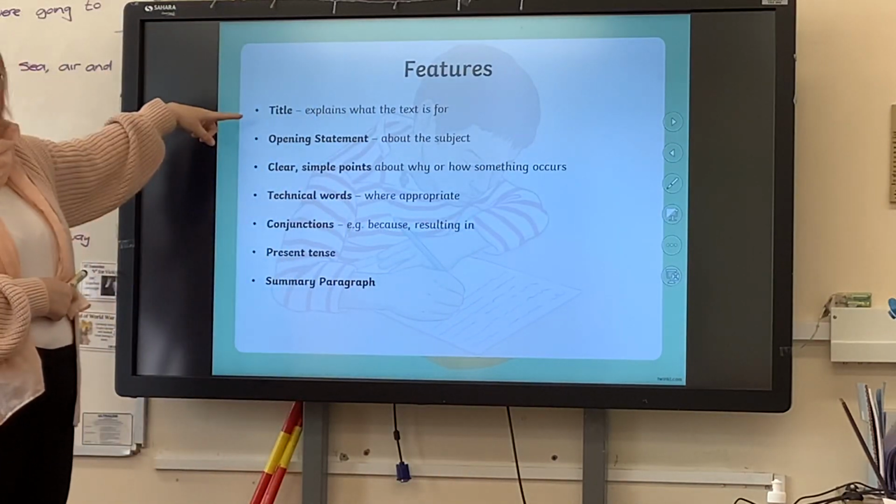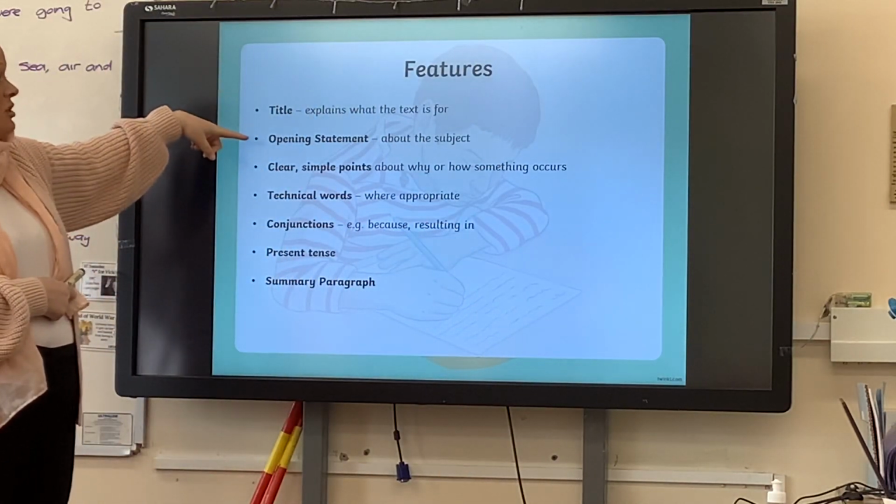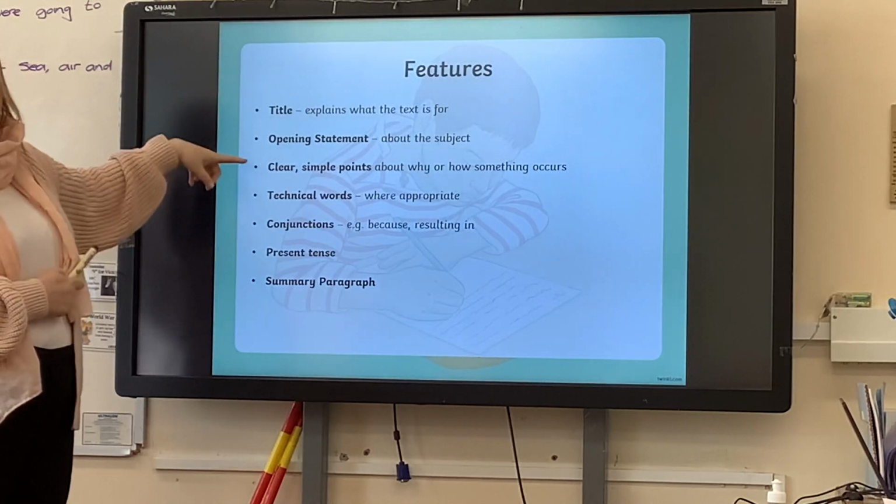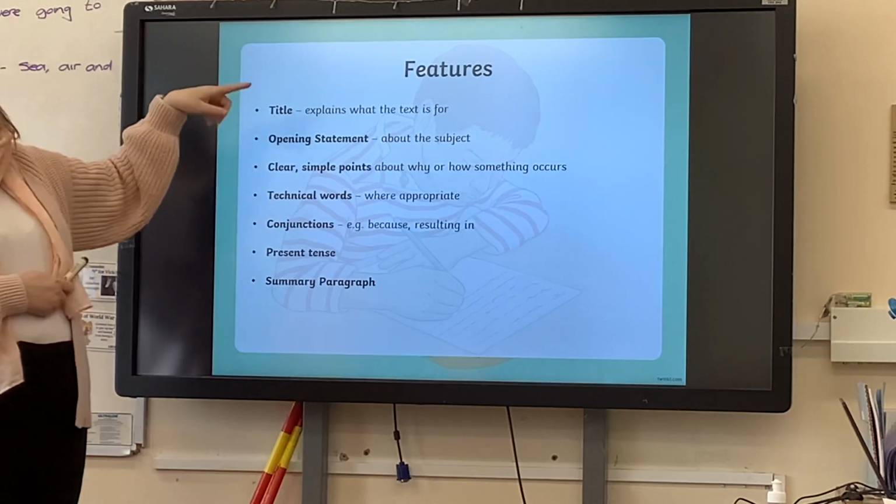Title explains what the text is about. We've got our title, haven't we? Opening statement, that's your introduction. What about subject? Clear, simple points about how or why. This isn't wordy or fluffy, with lots of adjectives.